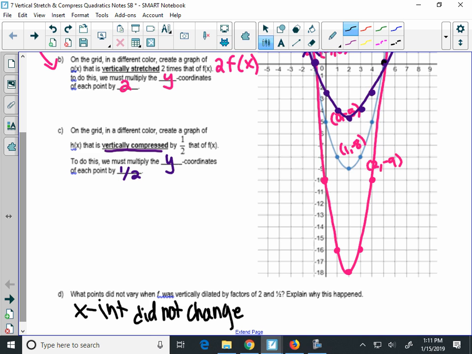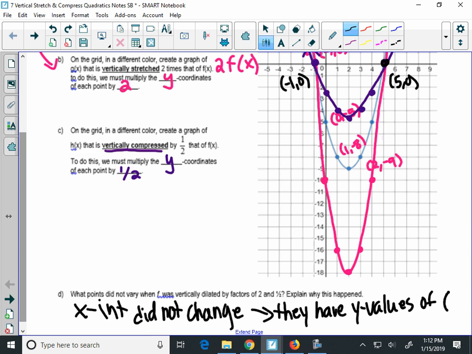Think about the ordered pairs for the x-intercepts. We had (5, 0) and (-1, 0). What are their y values? 0. And if you multiply 0 by anything, what do you get? 0. So the x-intercepts didn't change because they have y values of 0, right? So when we vertically change a graph, the roots stay the same. Those ones are planted in the same spot when we pull the rest of the graph up or push the rest of the graph in. Okay. Not too hard so far?